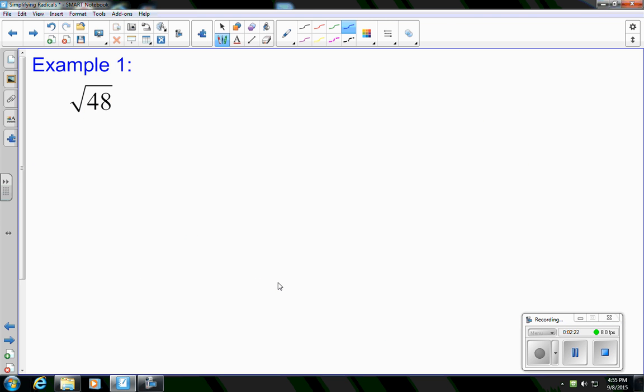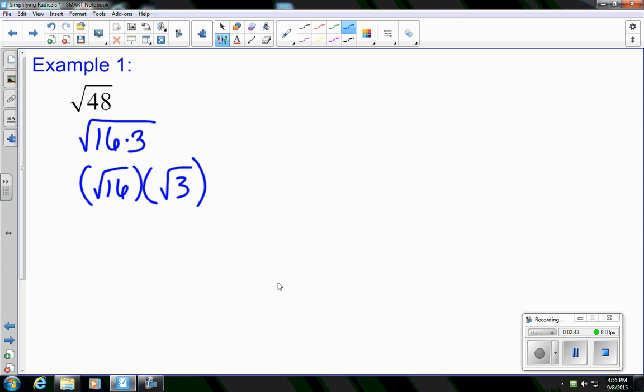Radical 48. The largest perfect square that divides in evenly is 16. So I'm going to break this up. Instead of 48, we're going to write 16 times 3. Then I'm going to give each number in the product its own radical: radical 16, radical 3. And I'm going to simplify the radical 16 because we know that the square root of 16 is 4. So our answer is 4 radical 3.